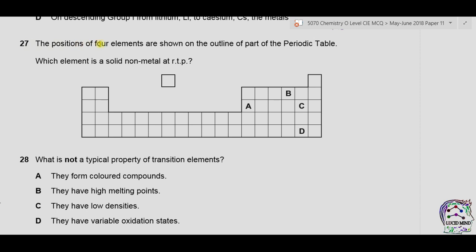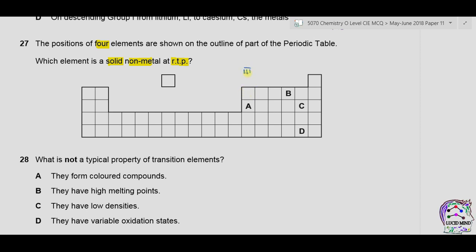Question 27. The position of 4 elements are shown on the outline of part of the periodic table. Which element is a solid non-metal at room temperature and pressure? This is the periodic table and these are the elements. We have A, B, C and D. From the periodic table we can find out the groups and periods.